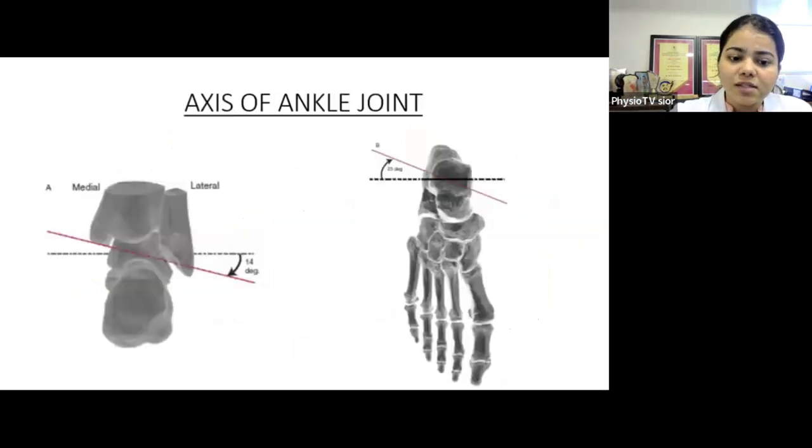Talking about the axis of the ankle joint. So in a neutral ankle position, the axis is going to pass through the fibular malleolus, the body of the talus, and slightly below the medial malleolus. So roughly 14 degrees inclined from the transverse plane and 23 degrees inclined from the frontal plane. Now this obliquity is because my distal end of the fibula is at a lower and posterior position as compared to my medial malleolus, as compared to my distal end of the tibia.